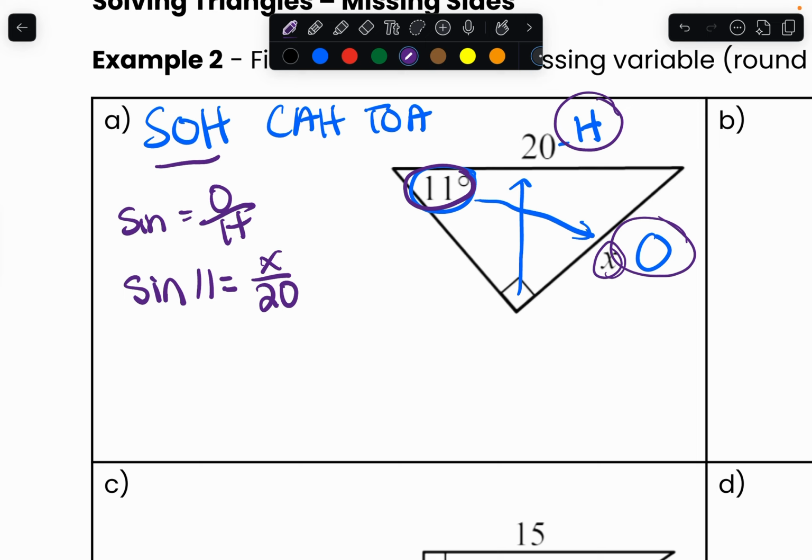Looking at this, let's cover this side up and just look at this right here. If we just have x over 20, how would you get rid of the 20 on the bottom, leaving the x? The correct answer is that you're going to multiply both sides by 20. So this is exactly what we're going to do. We're going to multiply both sides by 20.